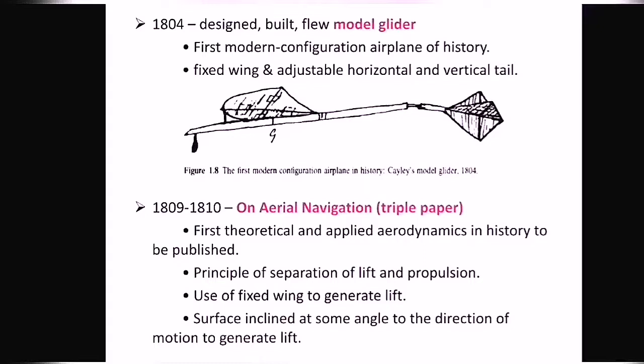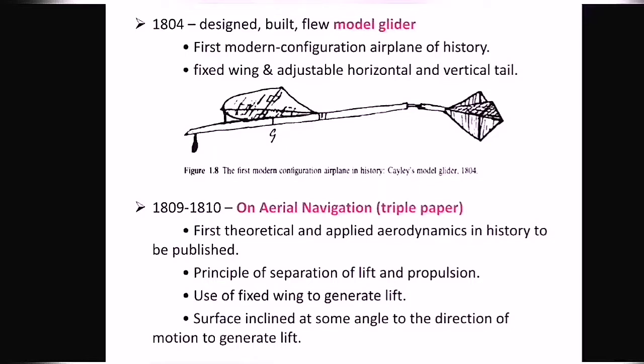In 1804 itself, he designed, built and flew a model glider with a fixed wing and adjustable horizontal and vertical tail. This is a simple model glider. It is the fixed wing. It is the tail portion. Between 1809 and 1810, he released a paper named On Aerial Navigation. It is also called the triple paper because it was released in 3 different months: November 1809, February 1810, and March 1810. This paper has all the ideas of Sir George Cayley about aeronautics.